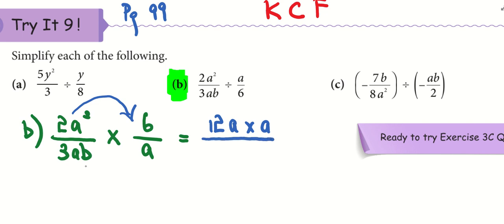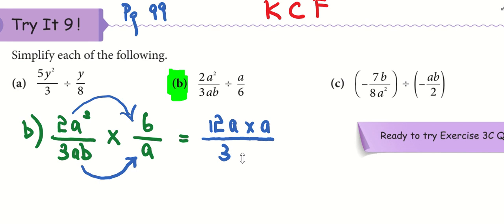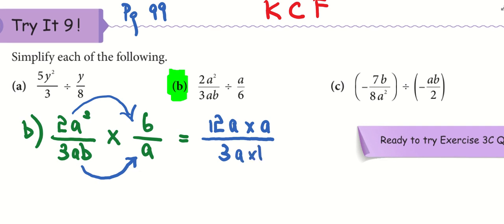Okay, now multiply the denominator together. There's a 3. There's also a 1. 3 times 1 is just 3. Okay, I'm going to write all the letters at the denominator out. There's an A, there's a B, there's another A below. So I just write everything out.